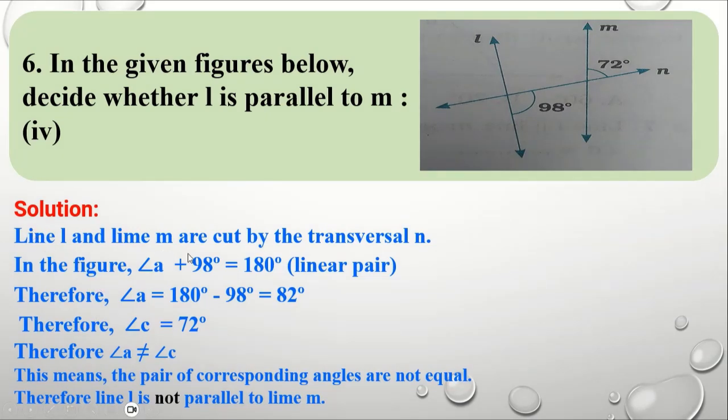Next, lines l and m are cut by the transversal n. In the figure, a plus 98 degrees equals 180 degrees, that is a linear pair of angles. Therefore angle a equals 180 degrees minus 98 degrees, that is 82 degrees. Angle c equals 72 degrees. Therefore angle a is not equal to angle c. This means the pair of corresponding angles are not equal. Therefore line l is not parallel to line m.